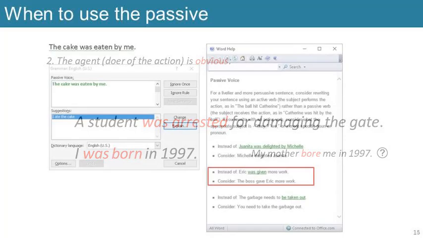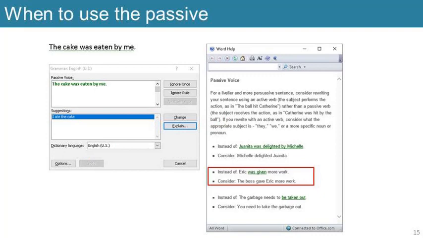This is why the highlighted suggestion here from Microsoft is not necessarily a good one. You may wish to focus on Eric and the fact he was given more work, without needing to state that it was his boss who gave it to him, which in any case is probably fairly obvious in the context.